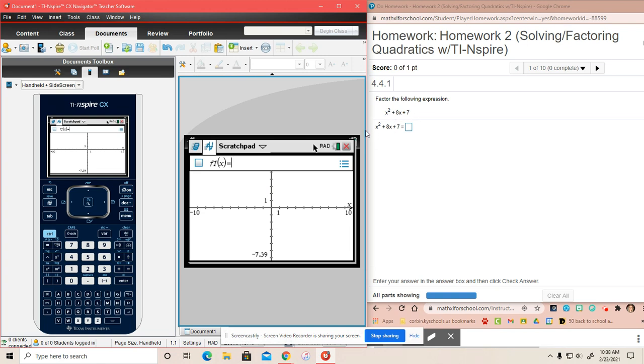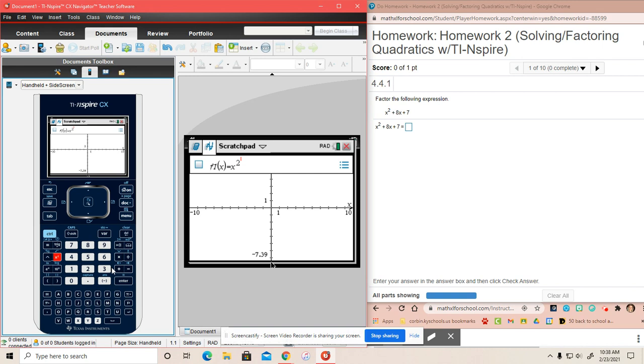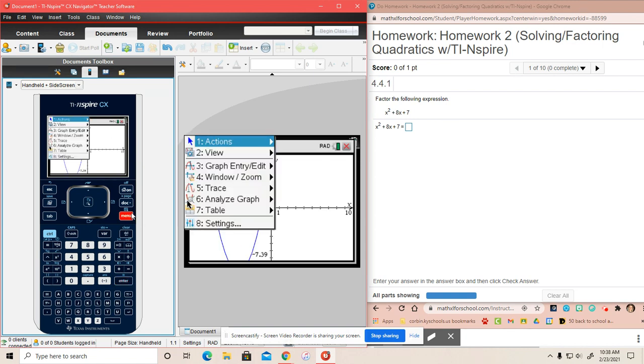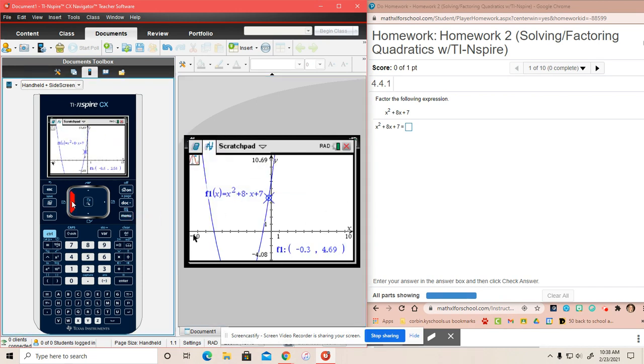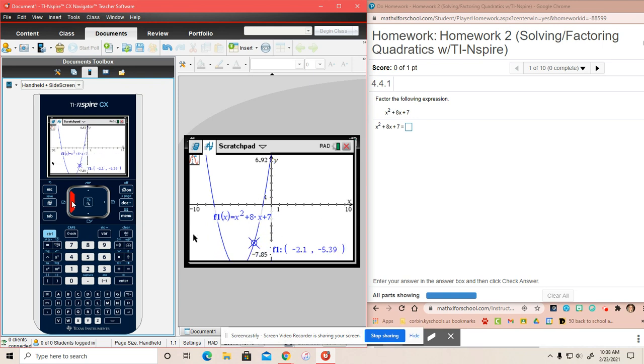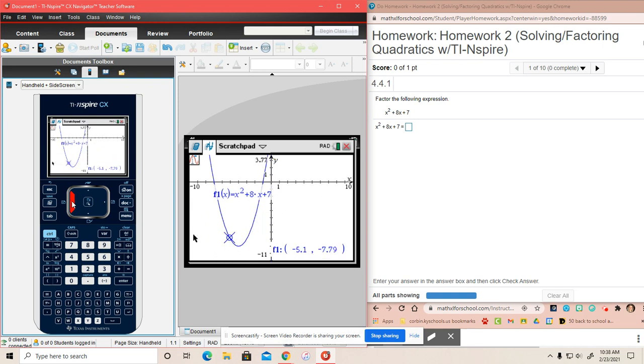So we have x squared plus 8x plus 7. You can graph that, look for the intersections, and go from there. So I'm just going to do graph trace, and I'm just going to go until I find an intersection. So we have -1 and -7.